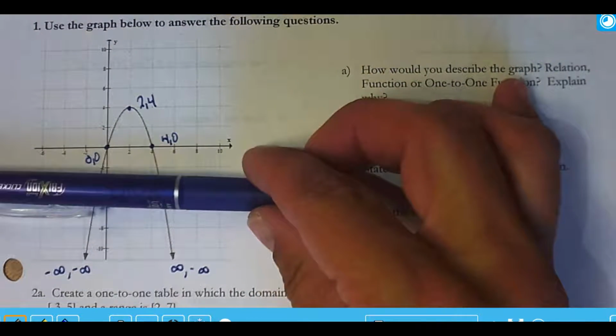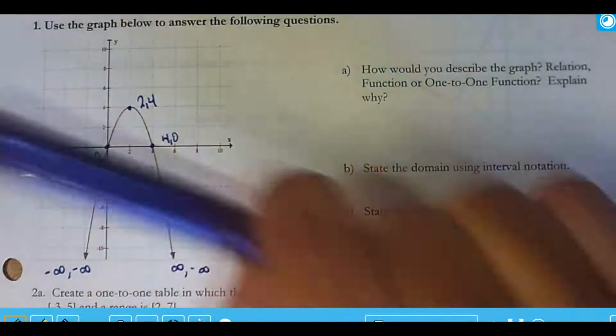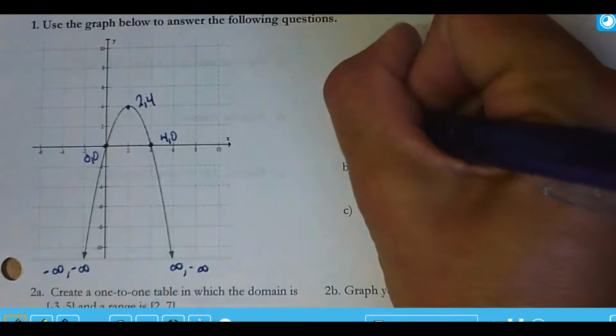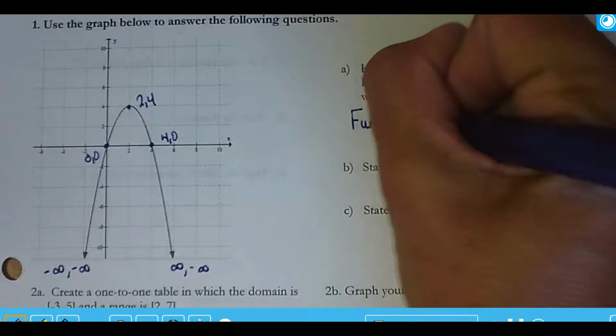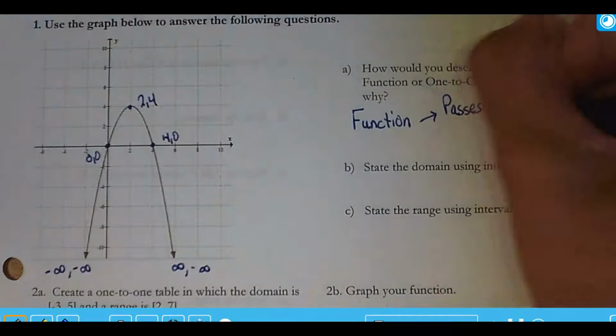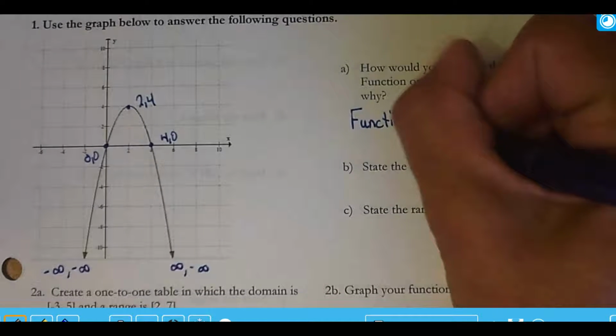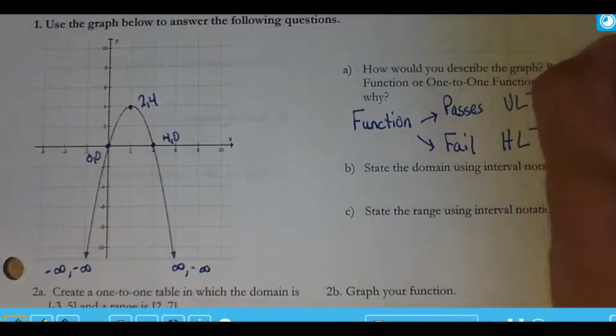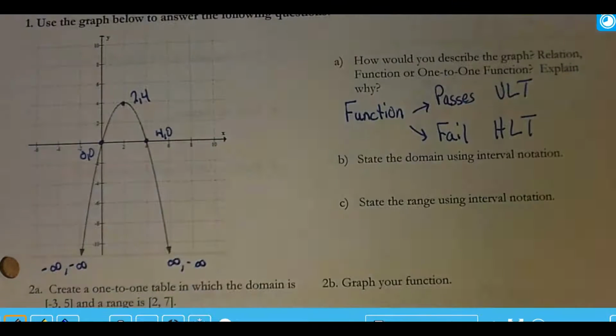So right here, if I just set my pen, this horizontal line is hitting my graph twice. Some of you might notice that the y's are repeating, which cannot happen in a one-to-one function. So this is a function, and the reason why, you might say, is that it passes the vertical line test, but it's going to fail your horizontal line test. And once it fails that, it doesn't get to be one-to-one.